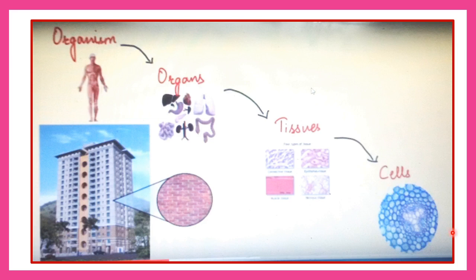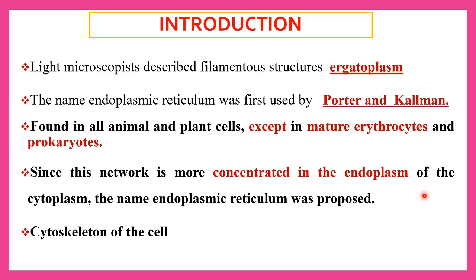The cell is equipped with so many cellular organelles inside the cytoplasm. In between the nucleus and plasma membrane, it consists of various cellular organelles and they perform various activities inside the cell. The cellular organelles like endoplasmic reticulum, ribosomes, lysosomes, Golgi complex, etc. are present inside the cytoplasm. Let us see the endoplasmic reticulum.